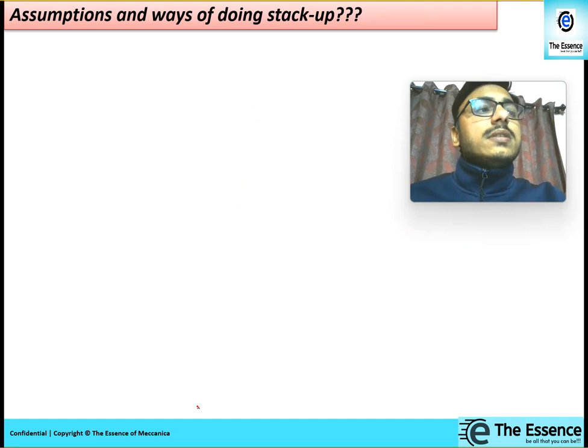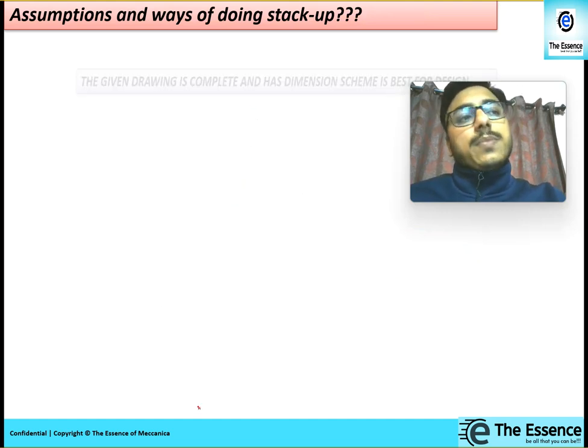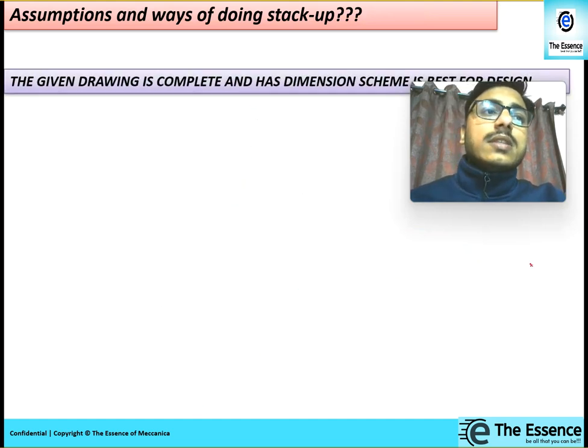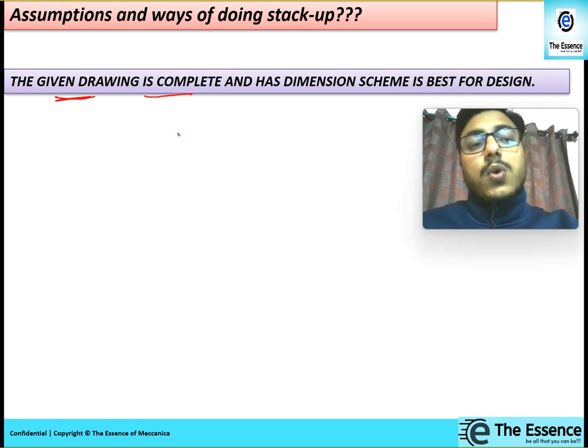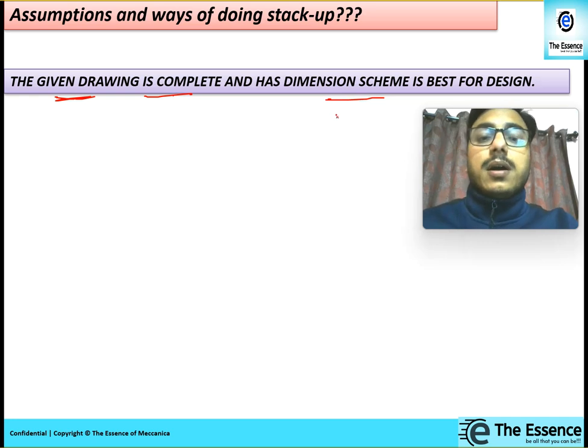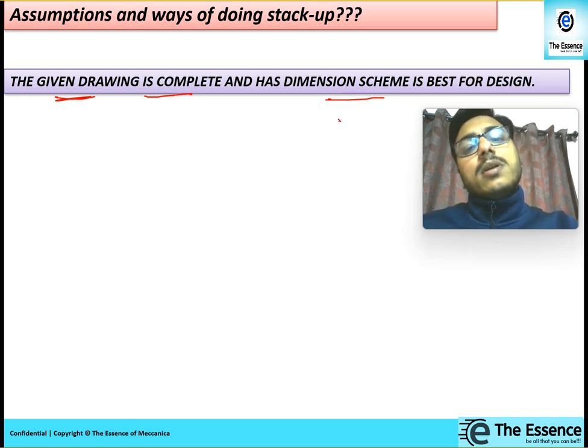Now, assumptions in doing tolerance stack-up analysis. There is only one assumption that we make in tolerance stack-up analysis, and what is that? In the given drawing, the drawing is complete, and the dimensioning scheme, like chain dimensioning, mixed dimensioning, or baseline dimensioning, whatever dimensioning scheme is selected for a component, it is the best one. It is best for the design. So that is our assumption.